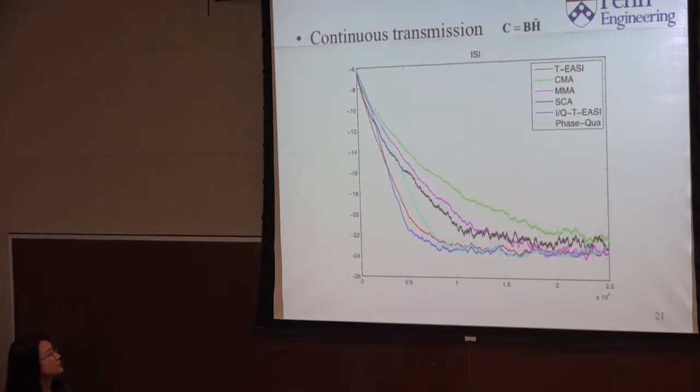And this is for the continuous transmission. Here, these three lines are the very popular BE algorithms, like CMA, MMA, SCA. And these three lines are our proposed algorithm. The blue and red lines here are the ones with and without the IQ version. And this cyan line uses a different nonlinearity. So we could see that the performance of these three curves is comparable, but they give faster convergence than the standard BE algorithms.